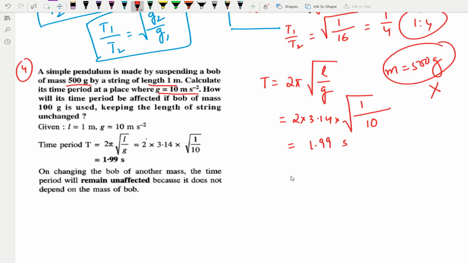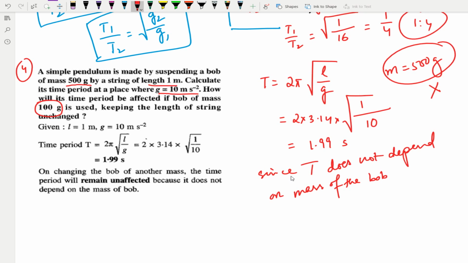Now the second part says, how will its time period be affected if a bob of mass 100 gram is used instead of 500 gram? So we have the same length, but if we use a bob of mass 100 gram instead of 500 gram, what will be the change in the time period? We know that since T does not depend on the mass of the bob, it will remain the same. So the time period is going to remain 1.99 seconds.